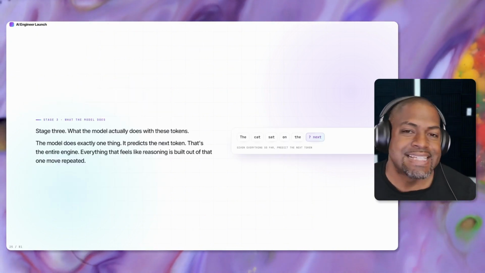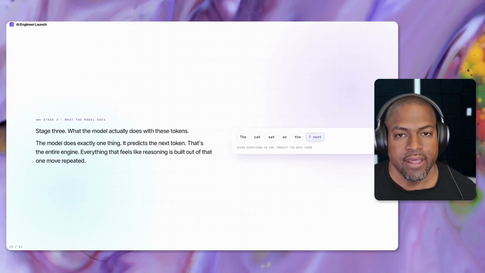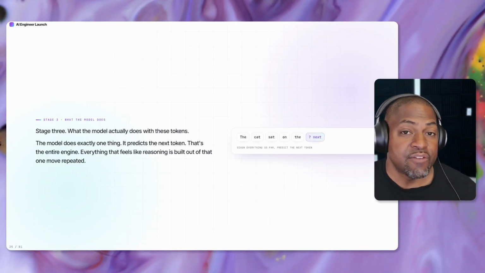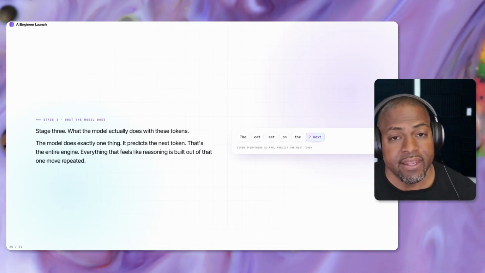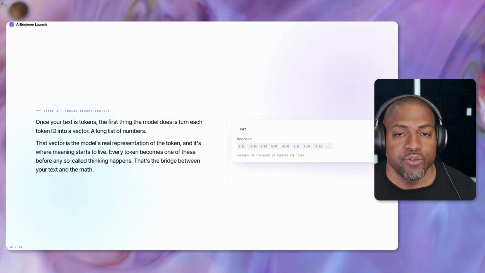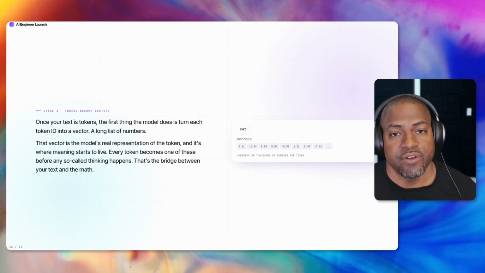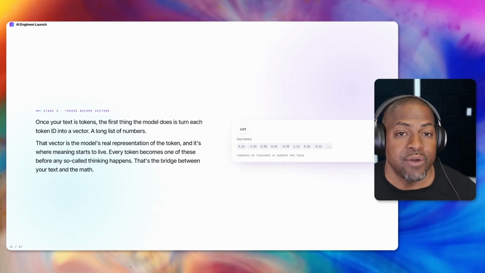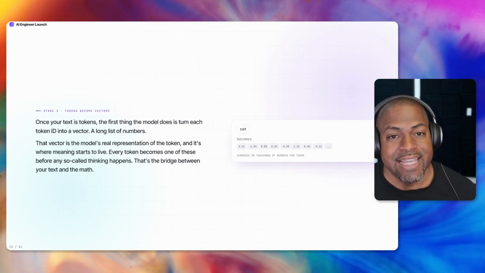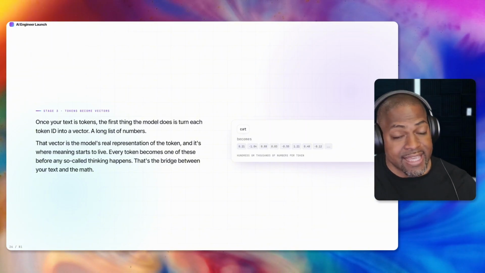Back to it. The model does exactly one thing: predict the next token. That's the entire engine. Everything that feels like reasoning is built out of that one move, repeated. First step, each token ID is converted to a vector, a long list of numbers. That vector is the model's real representation of the token, where meaning starts to live. Every token gets vectorized before any thinking happens. That's the bridge between text and math.